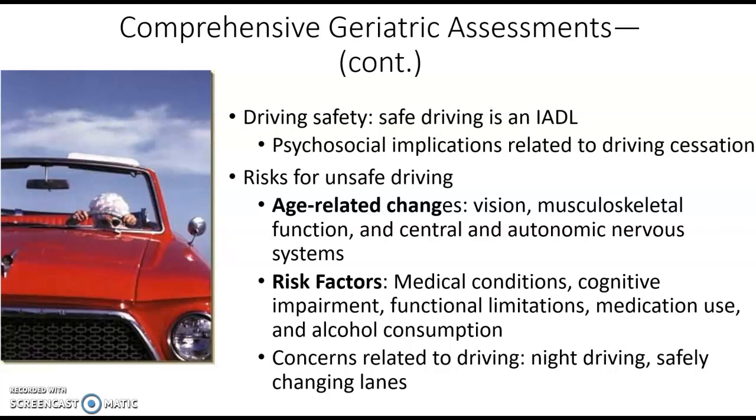Their ability to do social things could be diminished there, although there are other options for transportation. Age-related changes to their vision, to their musculoskeletal function, and others can really have an effect. Also, medical conditions, medications that are being used, and even alcohol consumption can be playing into that. And concerns actually apply to night driving and to safely changing lanes. And the interesting part is that a person with dementia, for example, in early dementia is still capable of driving, but there needs to be a way to identify and recognize when that time is changing before any risks happen.